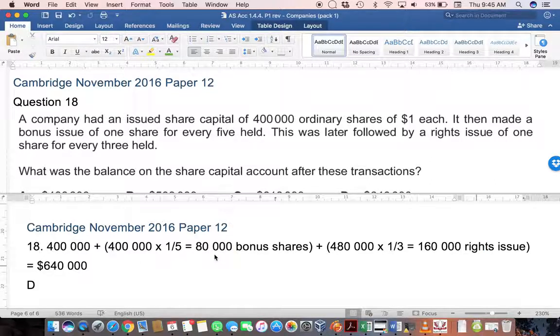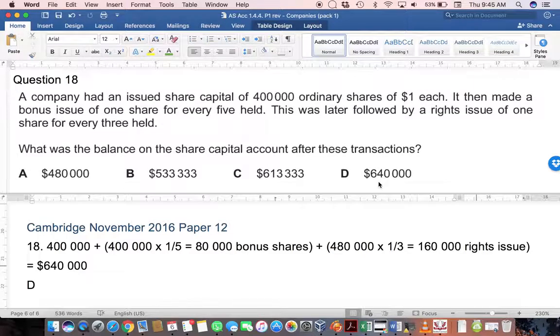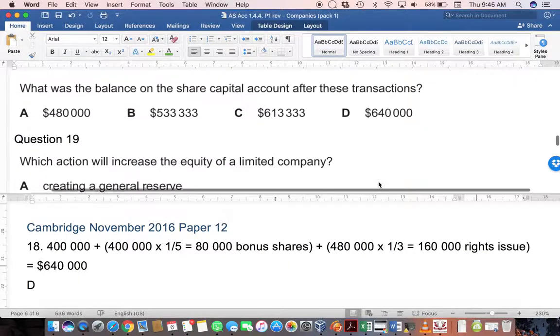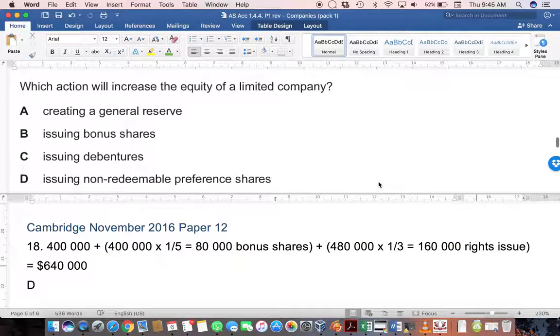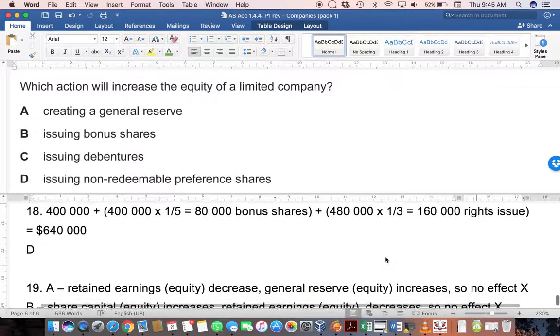So that means that after the bonus share issue, there are actually 480,000 shares in issue, and that is the amount that you will use for your rights issue. So you will need to add 480,000 times 1/3, because for every 3 shares held, 1 is issued, and that means that 160,000 are given as a rights issue, and so that means that $640,000 will be the balance in this account at the end, and we will therefore choose D as our answer.